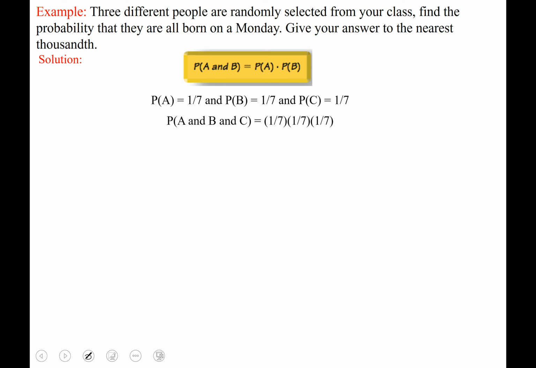Multiplying those all together, 1/7 times 1/7 times 1/7 is 1 over 343. We were asked to give this answer to the nearest 1,000th, so if you do long division or type that in a calculator, you'll get 0.003.